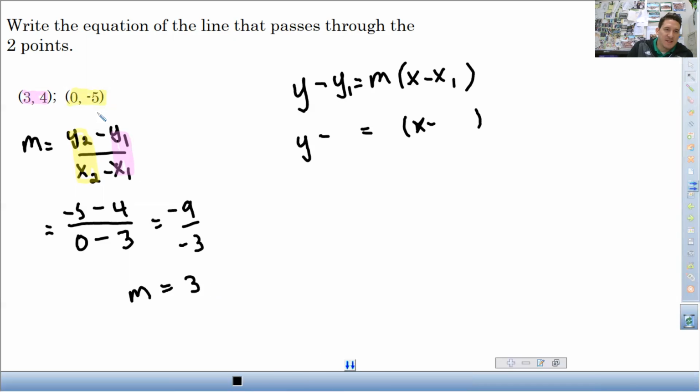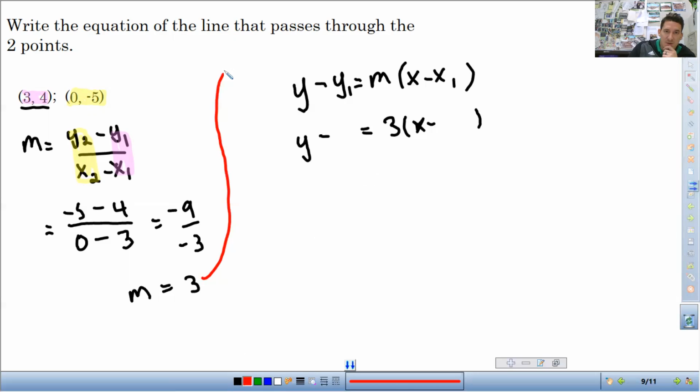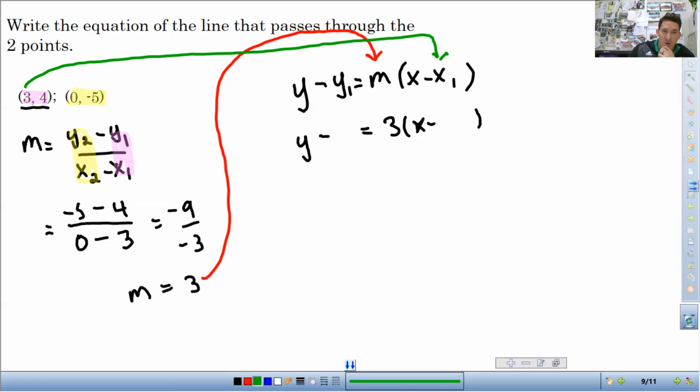Just for today, just so we can see the solving equation, I'm going to use this point for my x1, y1. So my slope is 3, so that goes in for m. All right, I'll use some arrows. So the slope is 3, that's going in for m. The x1 is also 3. That goes in for x1 here, so that's 3. And then the 4 is the y1, so that goes here.